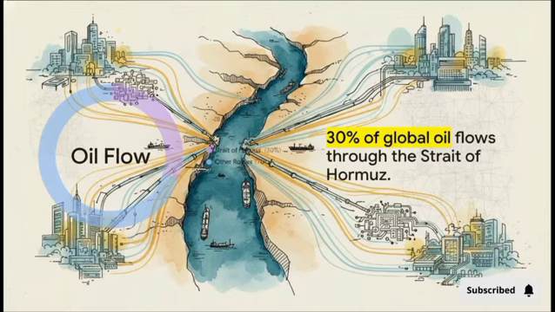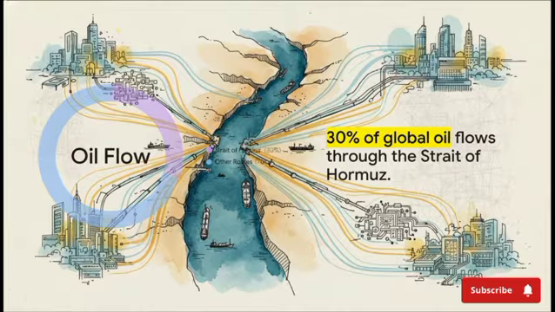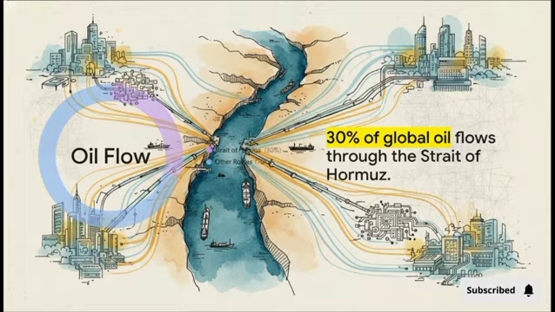Just look at how concentrated this physical power actually is. Take the Strait of Hormuz, for example. It is only 33 kilometers wide. That's tiny, yet it acts like a crucial lung for our entire planet. A massive 30% of the world's oil flows right through this single narrow bottleneck. It's an absolute lifeline for the global economy.